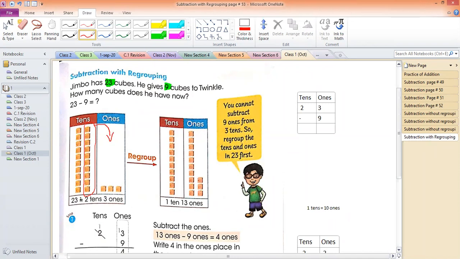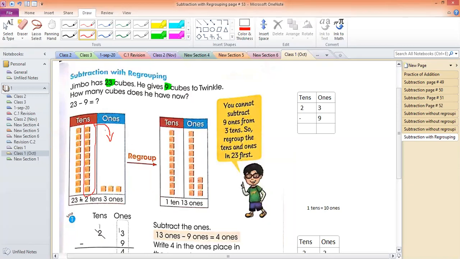Why am I doing this? Because I cannot minus 9 from 3. I need a bigger number. So I am regrouping this tens into ones. I am breaking this block, this 2 tens. If I give this 10 from here to there, so now it is 10 and 3. Now it is 13. This was 3. When I put the 1 ten here, it is now 10 and 3, that means 13. Now I can minus 9.